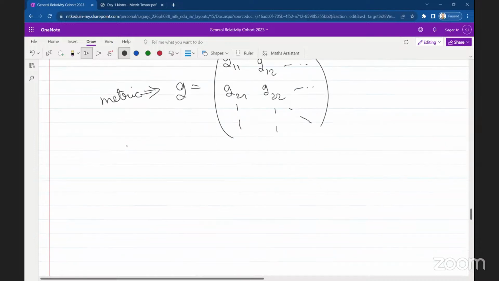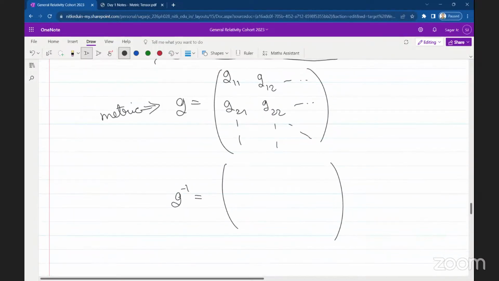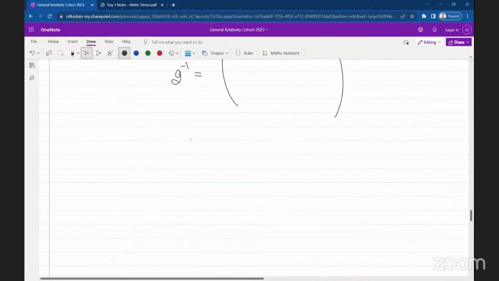Now the inverse metric, I will denote it by G inverse. How should its components be? I'll just name it H. What should this G inverse do? When I multiply G inverse with G, I should get the identity matrix. So G into G inverse, I need it to be identity.